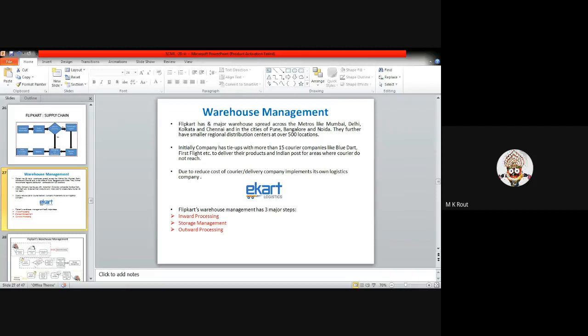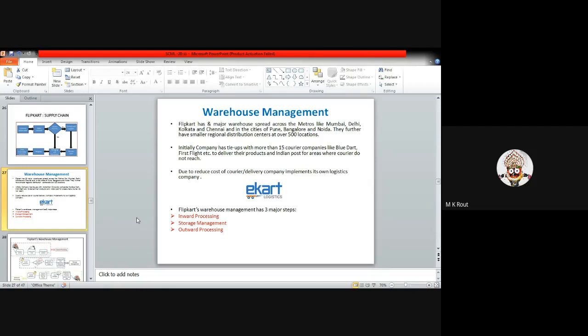So, especially with reference to warehouse, Flipkart designates the warehouse as a facilities center, mother distribution hub, or simply facilities centers. Initially, the company tied up with more than 15 courier companies like Blue Dart and FedEx to deliver their products. They also assigned Indian Post for areas where couriers do not reach. To reduce the cost of couriers and deliveries, the company implemented its own logistics, known as Ekart.